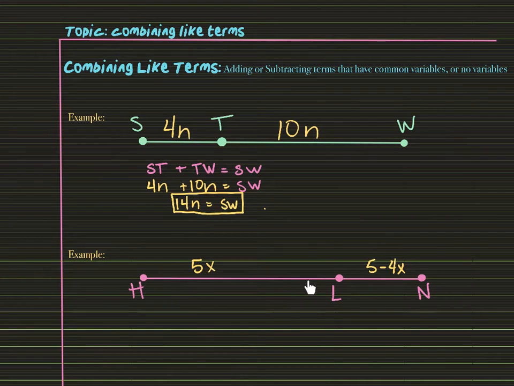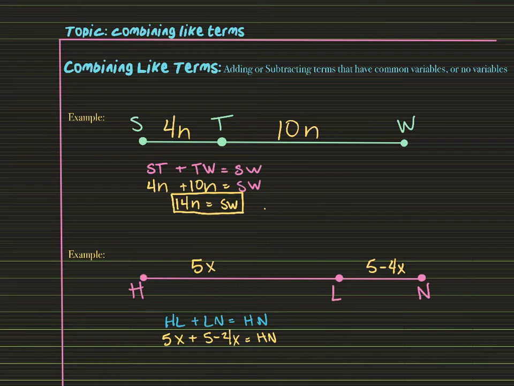Here I have HL and LN, and those combine to give me the total HN. All right, so again, I'm going to write out my two parts. I'm going to say that my smaller part HL added to my other small part LN gives me the total HN. And then I'll substitute what I know those values are. So I'll take 5x in place of HL and 5 minus 4x in place of LN. And those will give me the total segment HN.